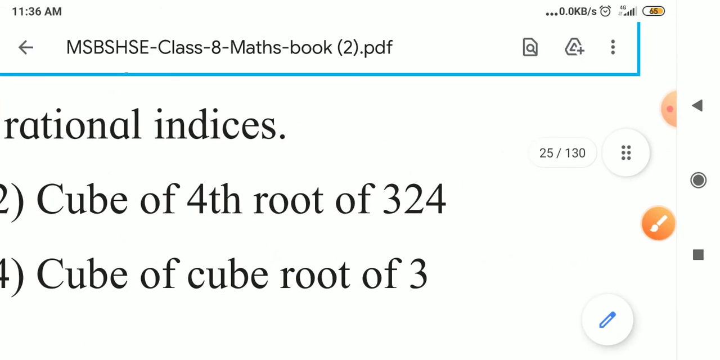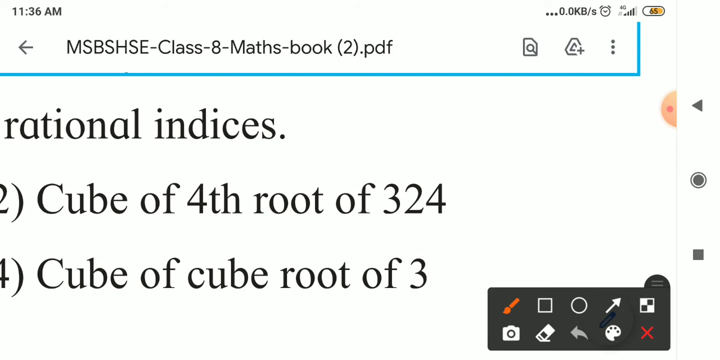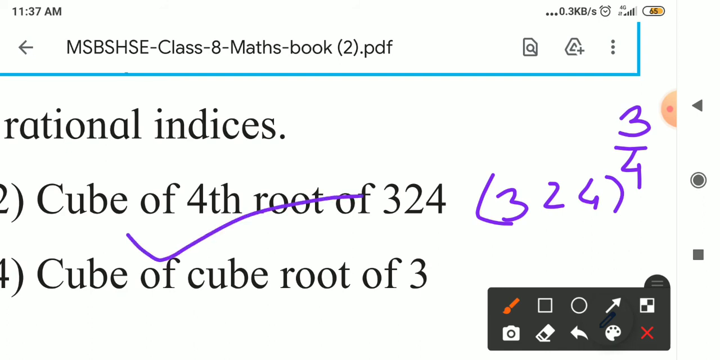Cube of the 4th root of 324. First of all write down 324. Here we have to write a fraction, so this is the division sign. Cube of the 4th root: cube means 3, which will come at the numerator position, and the 4th root goes at the denominator. So 324 raised to 3 upon 4 is its answer.